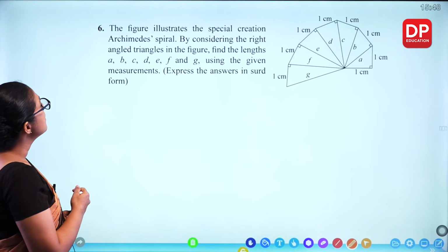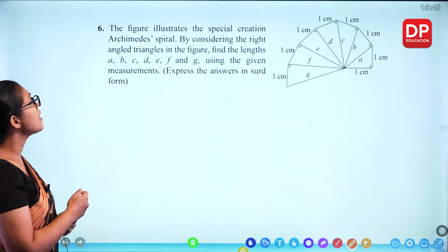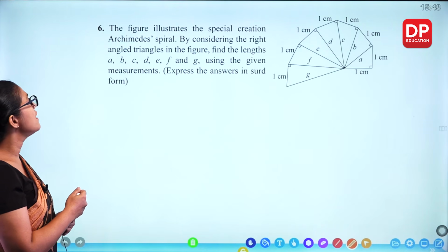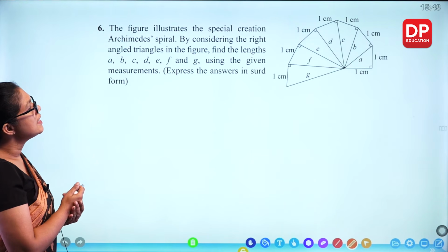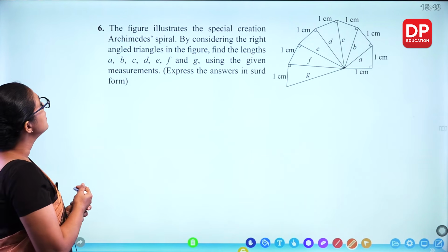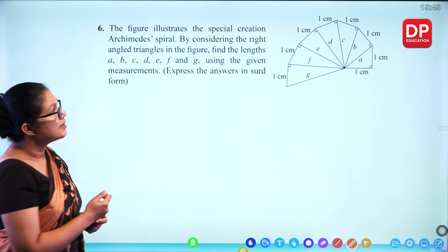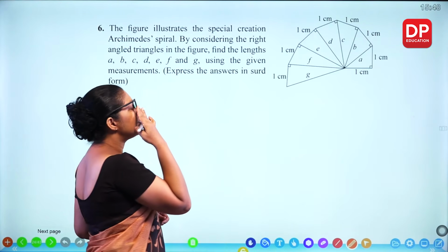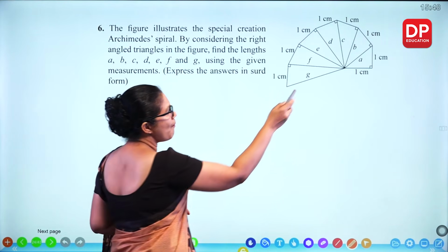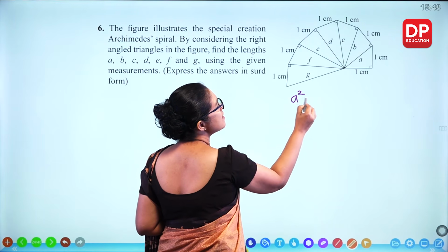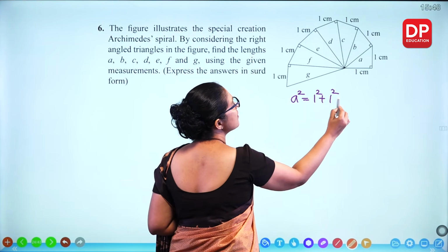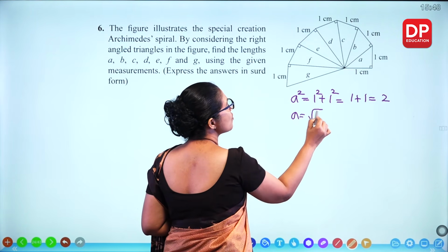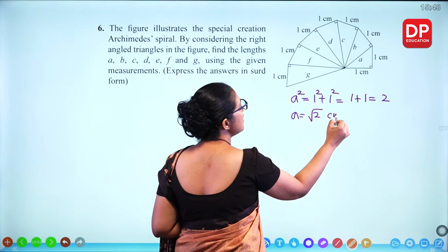Question number 6. The figure illustrates the special creation Archimedes spiral. By considering the right angle triangles in the figure, find the lengths A, B, C, D, E, F, G. So here Archimedes spiral. So we have to start from here. So when you start from this side, how can we find out A? A squared is 1 squared plus 1 squared. 1 plus 1, you get 2. So what is A? Square root of 2. So that's the length of A.